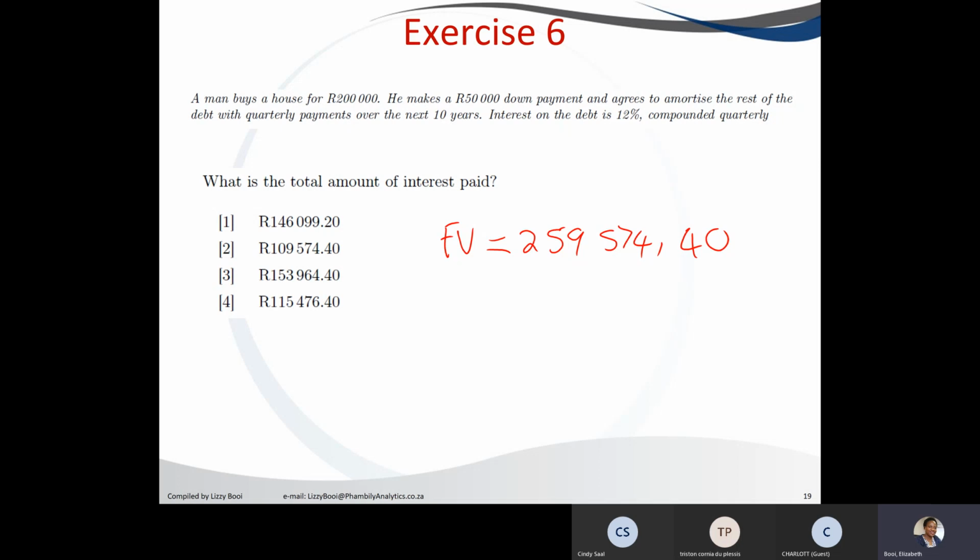So you have your future value, but you also have your present value, remember? 150,000 was your present value. Interest, remember, interest is future value minus present value. Interest is future value minus present value.